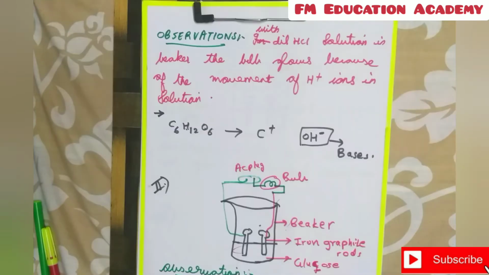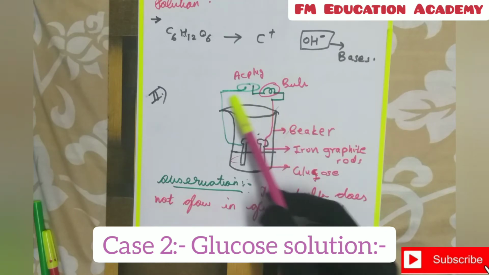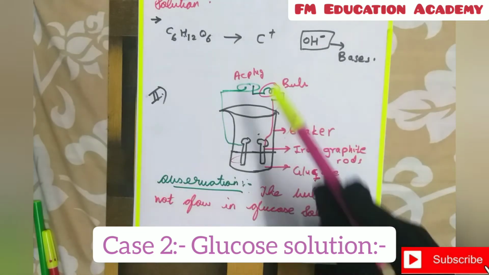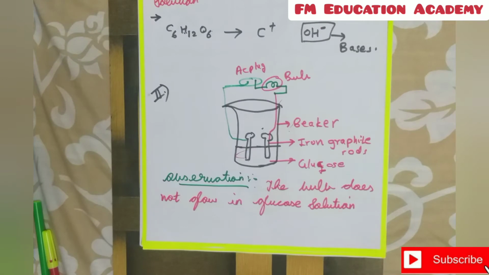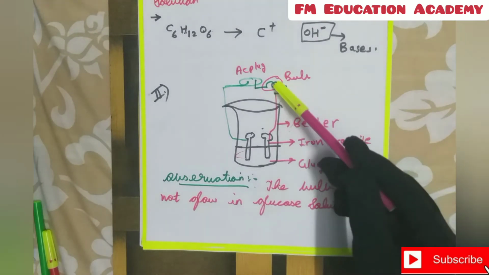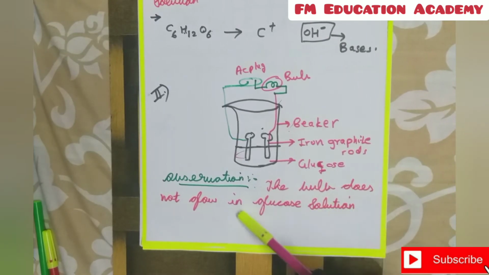Now let us take a solution in a different beaker, but with the same setup. We add a glucose solution to this. The acid HCl we took in a separate beaker, glucose we are taking in a separate beaker, and then we switch on the AC supply. What do we observe? When we switch on the supply, the bulb does not glow. So our observation is that the bulb does not glow in glucose solution.